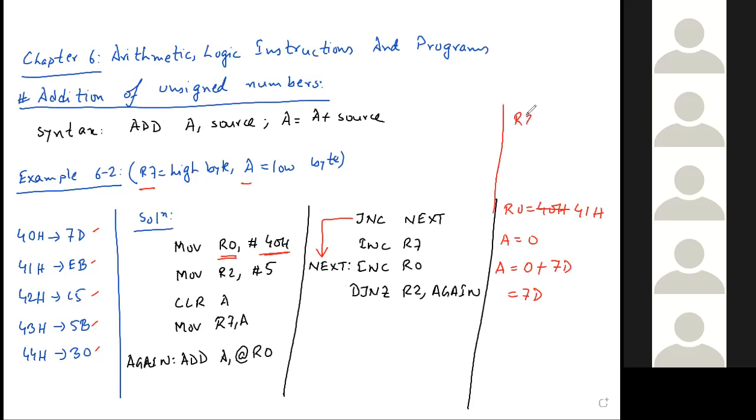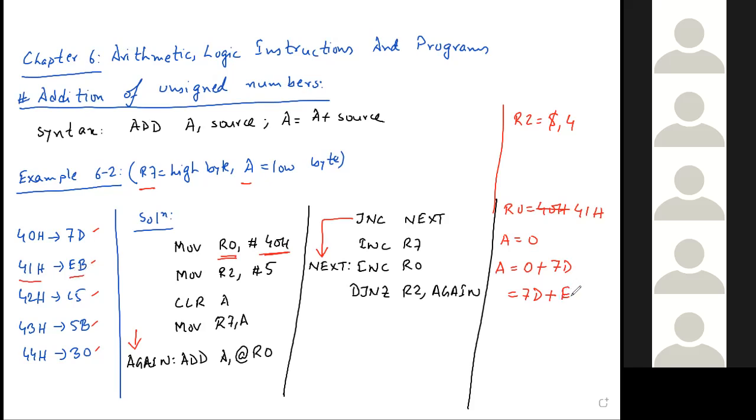So initially R2 was 5. Now we decrease R2. So R2 becomes 4. We can see 4 is still not equal to 0. So we jump to this level again, which is again. Then again we add A, @R0. So now if you remember, A already contains 70. With 70, we will add whatever is there in R0. So now R0 contains the address 41H. If I go to 41H, the number is EB.